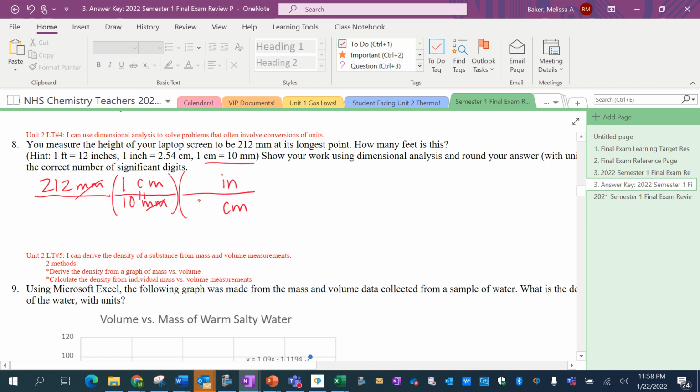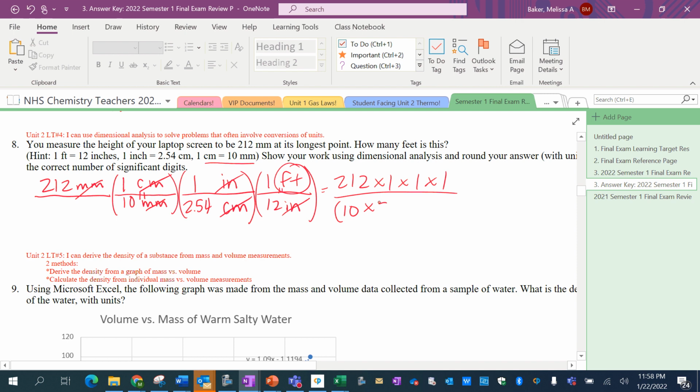We want to get this into inches. 2.54 centimeters is equal to 1 inch. Centimeters cancels. And then we've got 12 inches. Inches cancels out. 1 foot. So our answer is going to be in feet. Now we multiply everything on the top. 212 times 1 times 1 times 1 divided by everything multiplied on the bottom. 10 times 2.54 times 12.